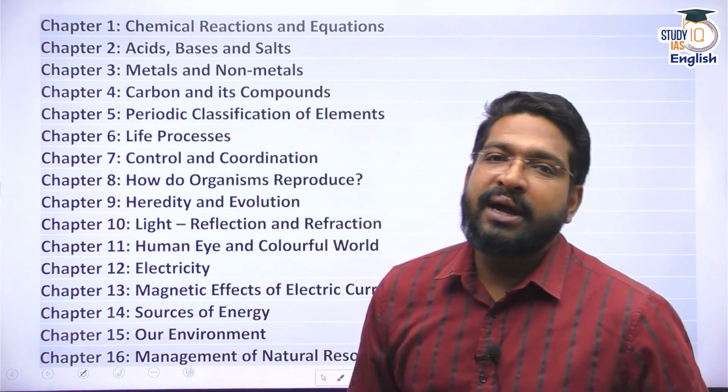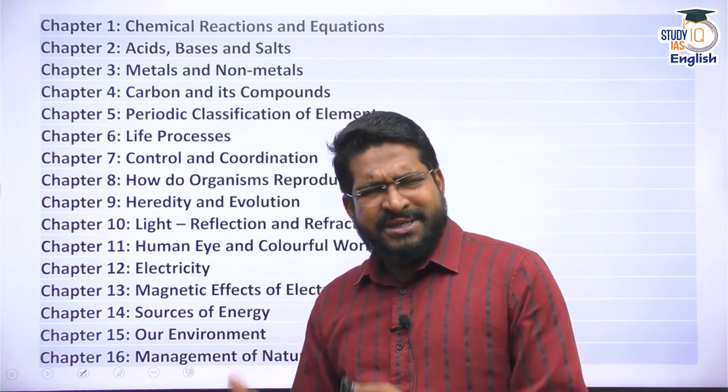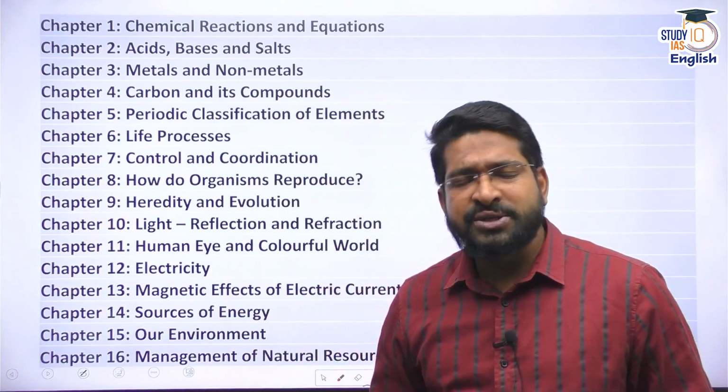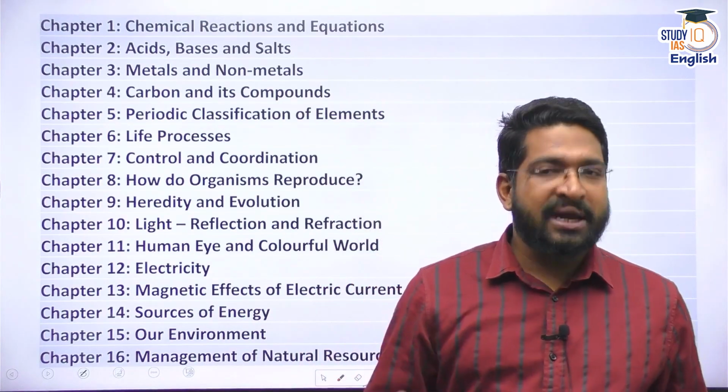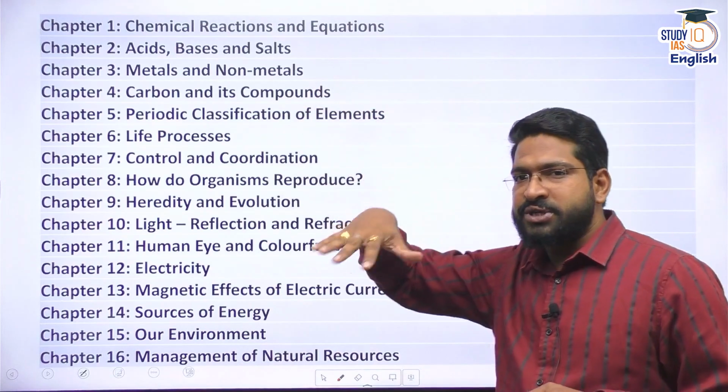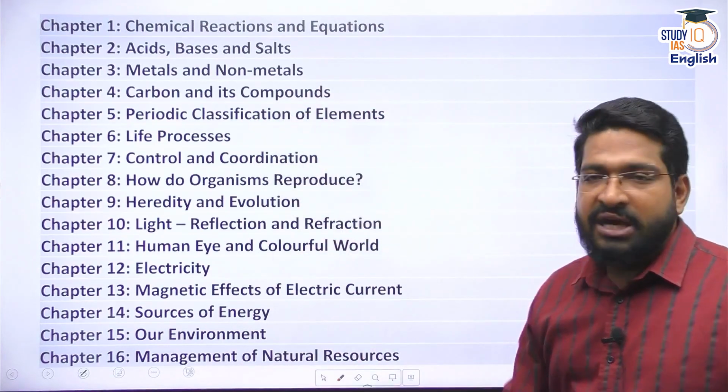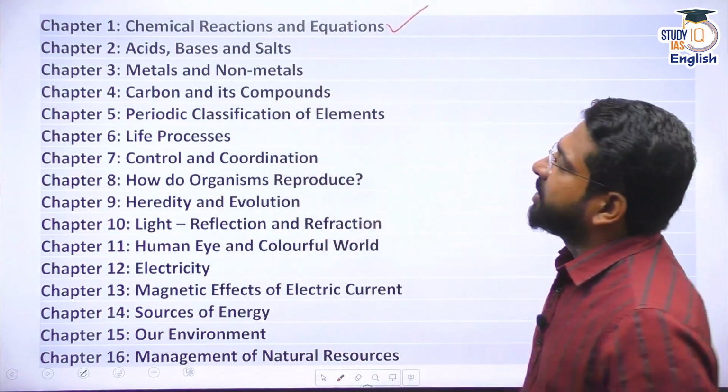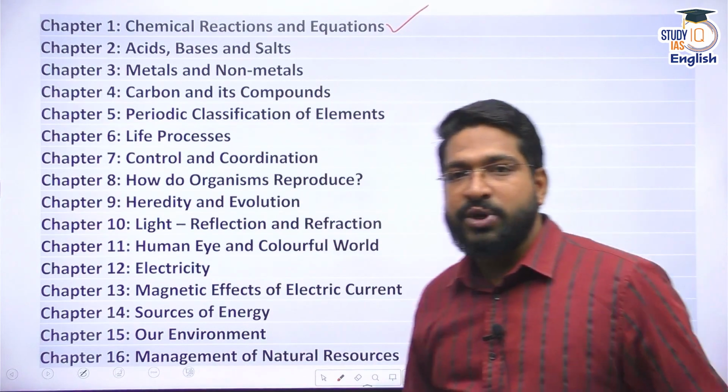You do know that the science textbooks, not just science, the other textbooks also have been rationalized by NCERT. I'm not using the rationalized version, I'm using the old version itself. There are 16 chapters in it. Today we will be discussing chapter 1, chemical reactions and equations.